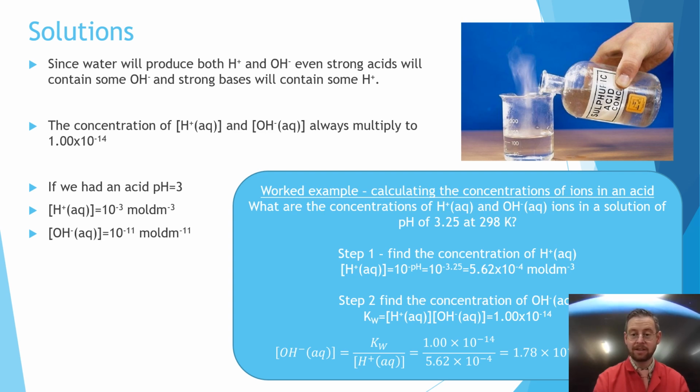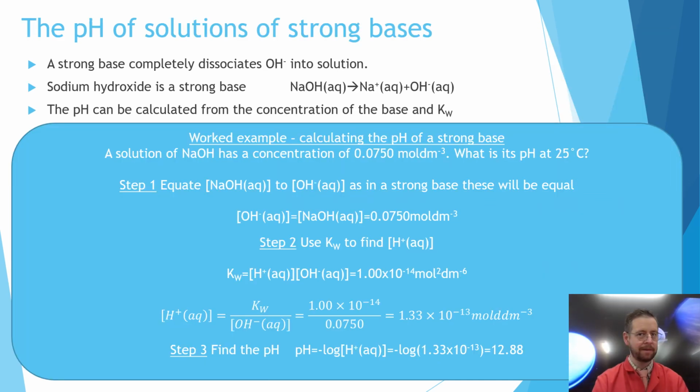The concentration of OH minus is also calculatable just by knowing these two things. If we know the concentration of H plus and we know the ionic product of water is always the same, then we can work out the concentration of OH minus. With this little bit of knowledge, calculating the pH of a strong base becomes quite straightforward.